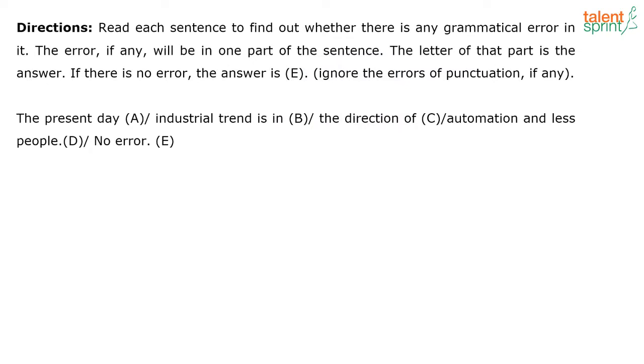So the present day industrial trend is in the direction of automation, and my error in fact is in part D. Why so? Because I have people here, right? When will I use less? When I'm referring to something as a bulk or a mass. But when I'm talking about persons and things that can be counted, like people, right?